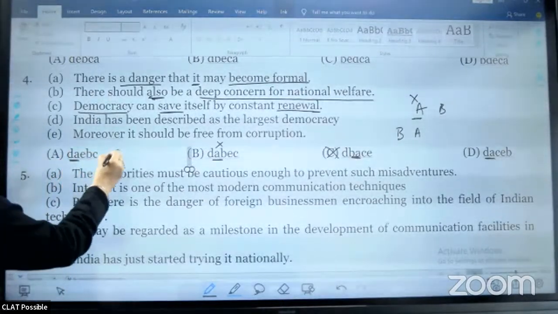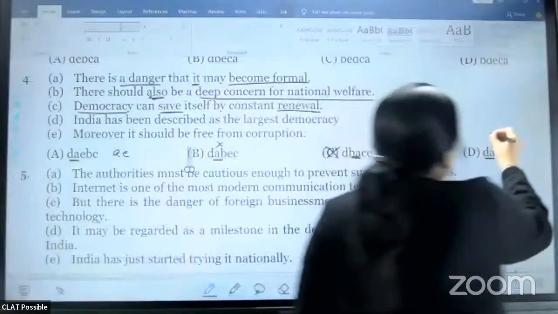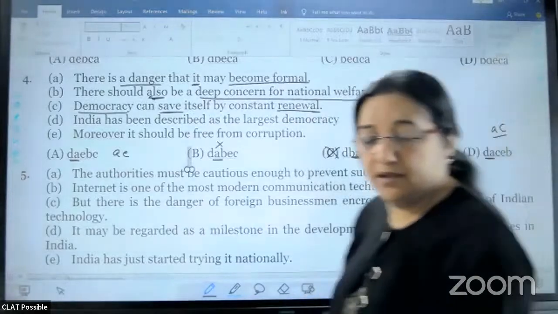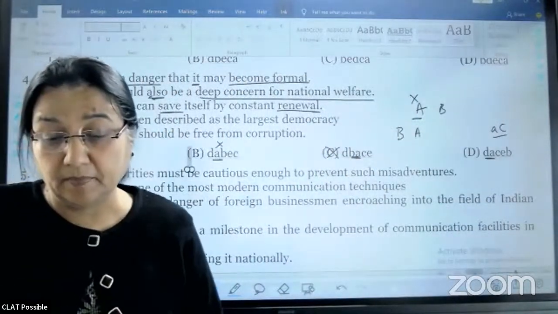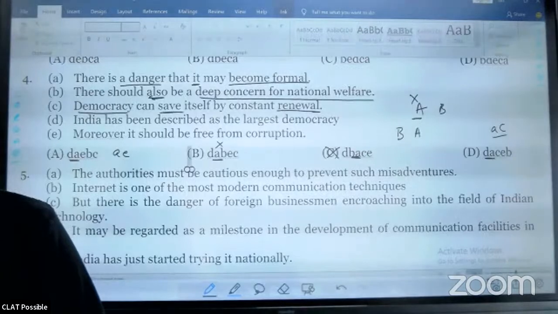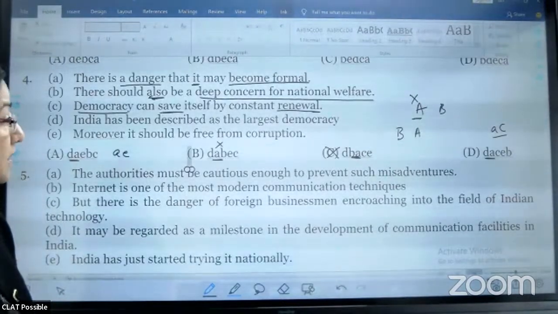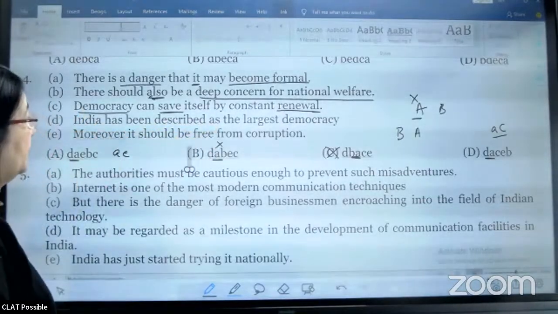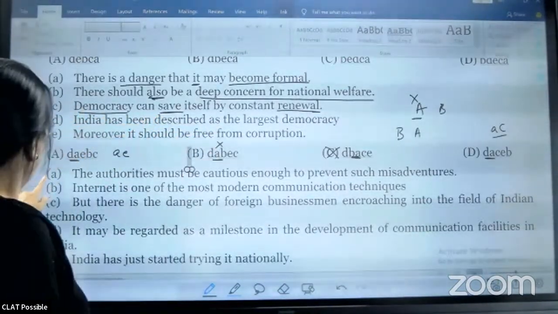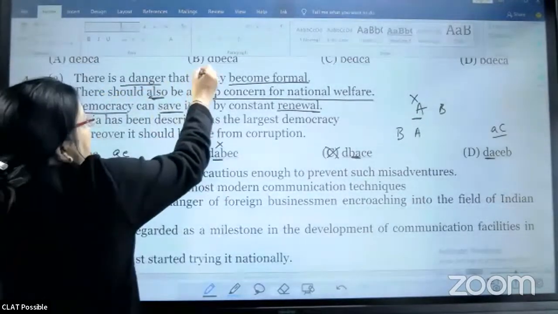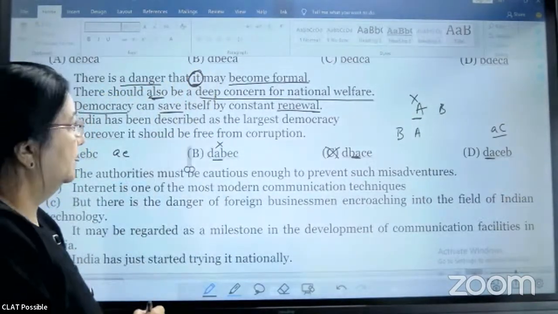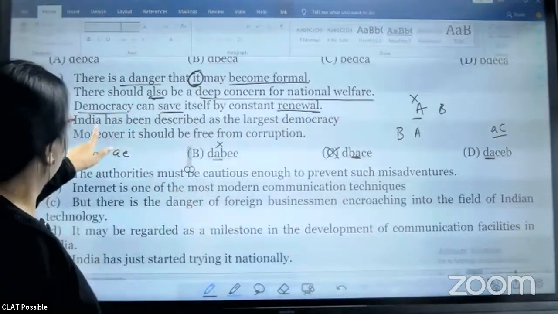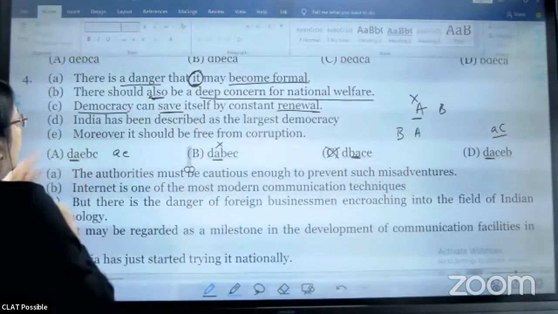Ab mujhe batao A ke baad E aayega ya A ke baad C aayega, and our answer is going to be done. See, it's all pair formations. Quickly see this and your answer is going to be decided. Let me know then. Yes, so here India has been described as the largest democracy. Democracy can D kiya, there is a danger that it, democracy ke liye it. Because you can't repeat the noun like this, DC. That's wrong. That's wrong.